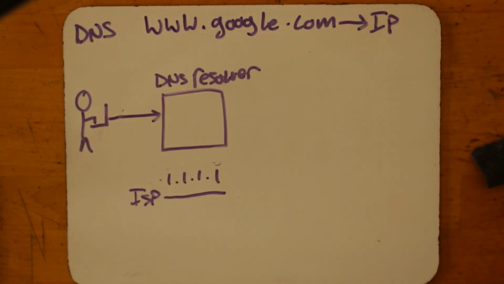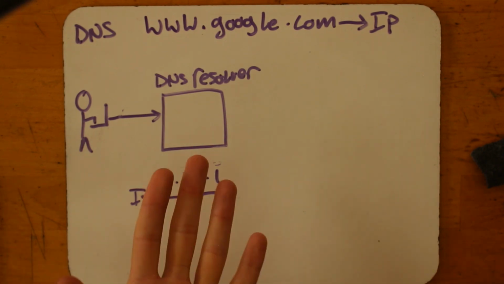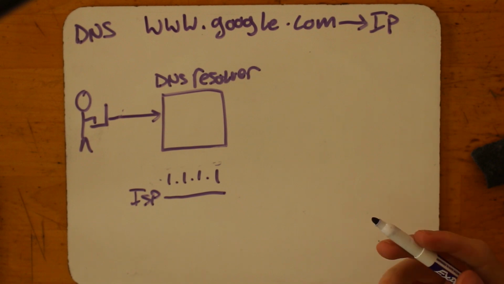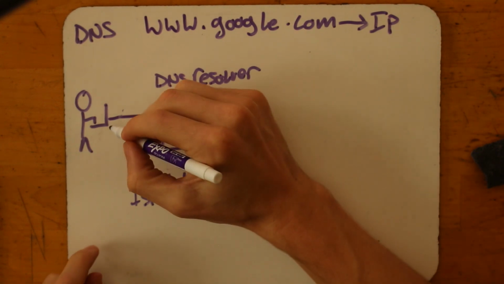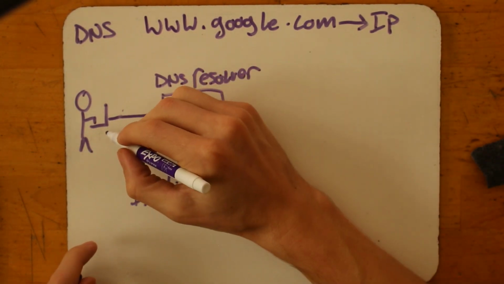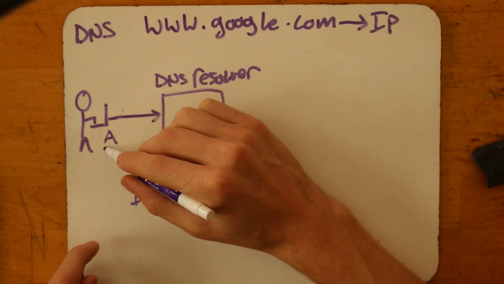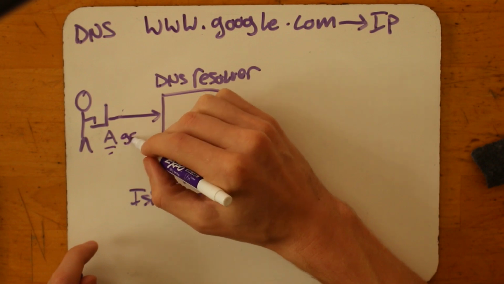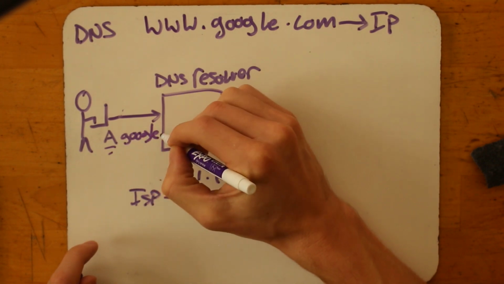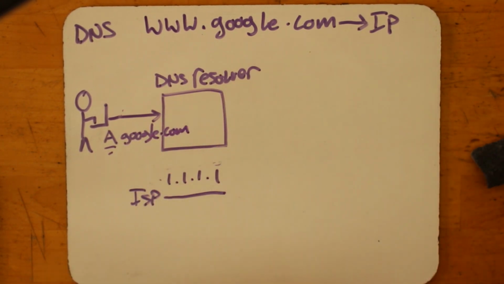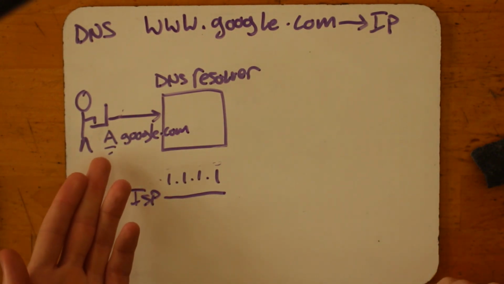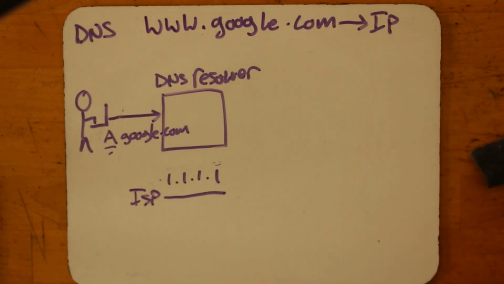They're a cool company. Okay, so I send a message to my DNS resolver, and I'm going to send a particular kind of message, a DNS query, and a specific kind of DNS query. I'm trying to answer the question, what is an A record for google.com? And an A record just means I'm looking for the IP address.